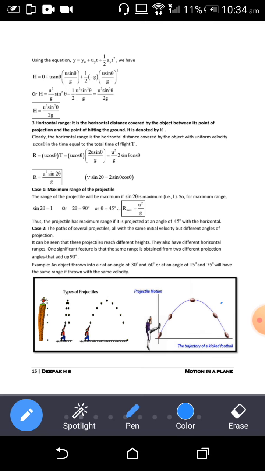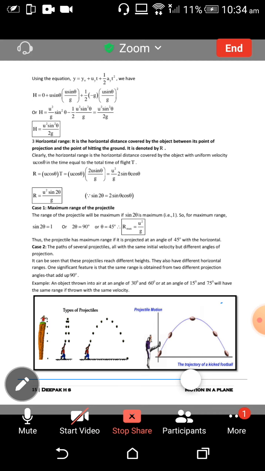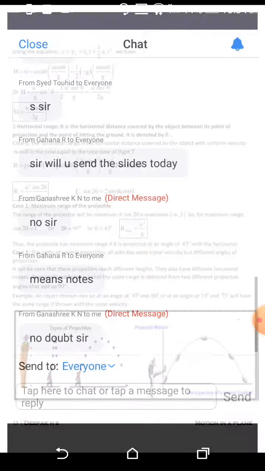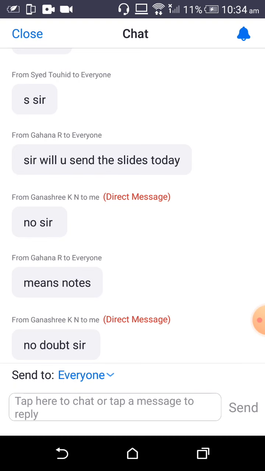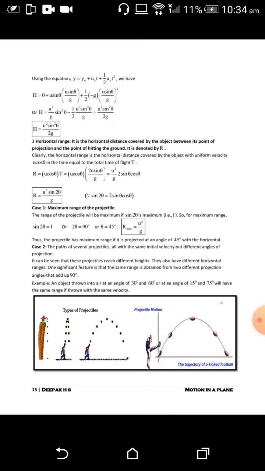Okay, fine. Any doubts? In case you have any doubts, you can ask. Okay, we'll move to the next. Yes, Ashrit, you have a doubt?